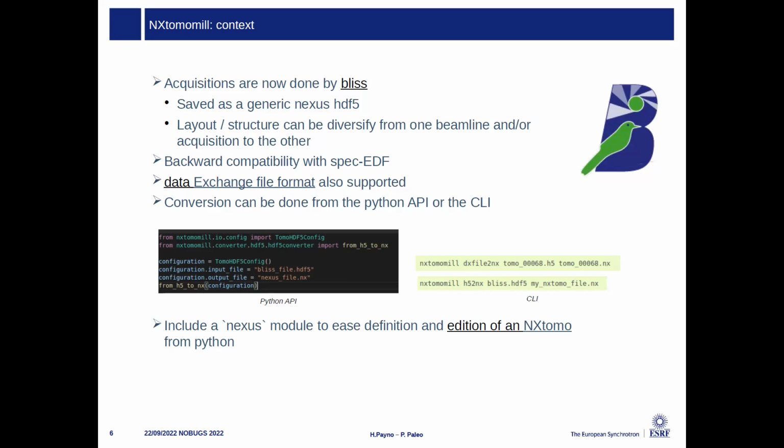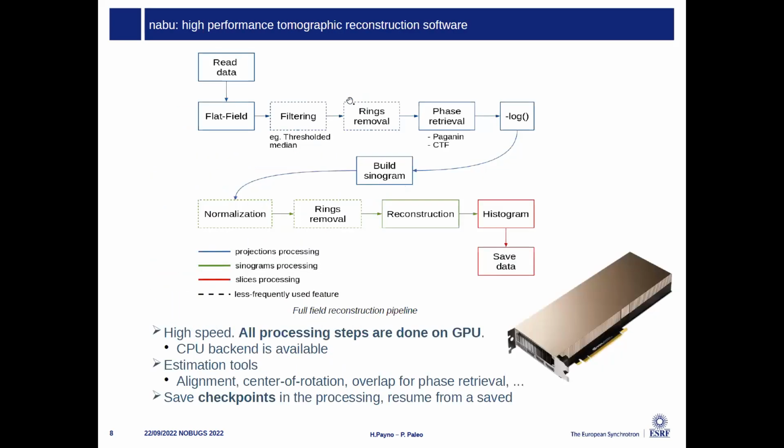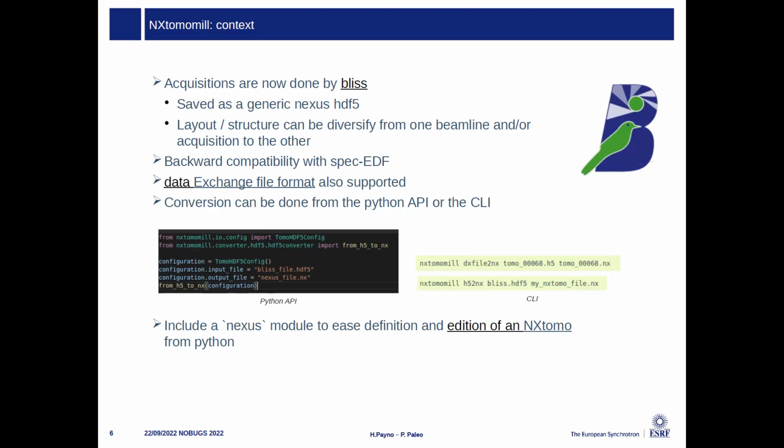There are two kinds of interface for the users. First, it's a Python API. Usually you have one class to define the configuration you want to use, so you provide the input file, output file, dataset location, etc. And then you have one function to call, and it will produce one or several NX-Tomo according to the input file. And there is also a command line interface that you can access the same way, by providing some options or a configuration file.